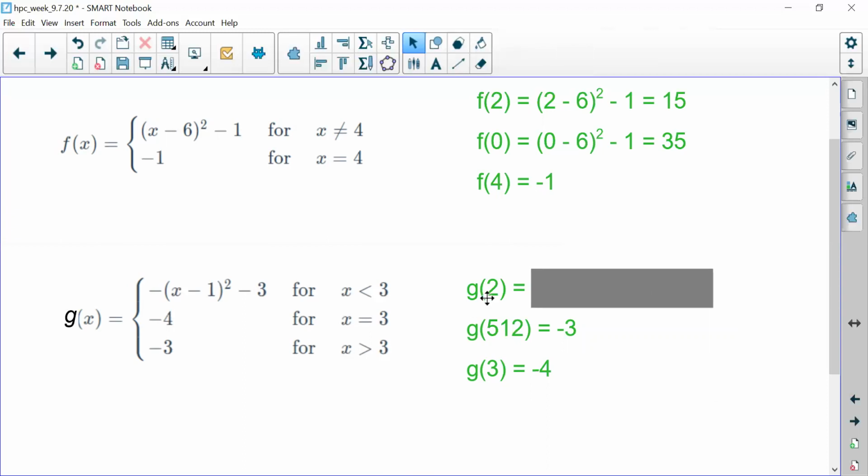And g of 2, well, 2 is less than 3, so I'm doing this piece. So this brings me the most work. I have to take negative 1 times the input, 2, minus 1 squared, and then subtract 3. Let's see if I did my math right. 2 minus 1 is 1. 1 squared is 1. That becomes a negative 1. Minus 3 is negative 4.